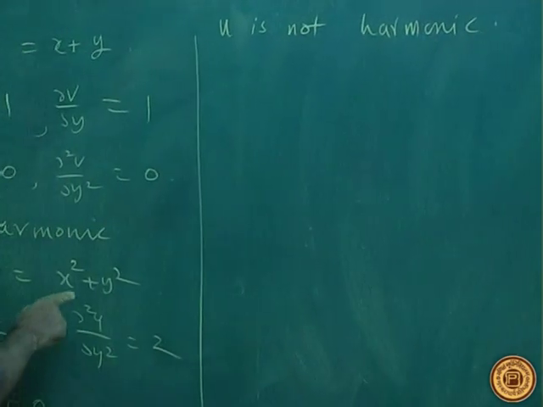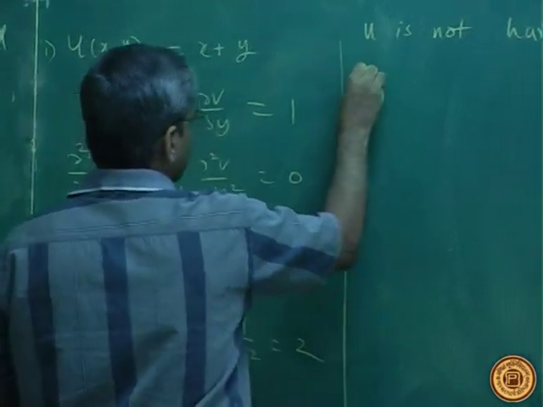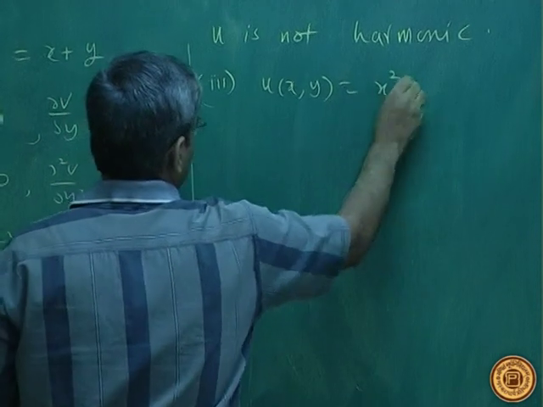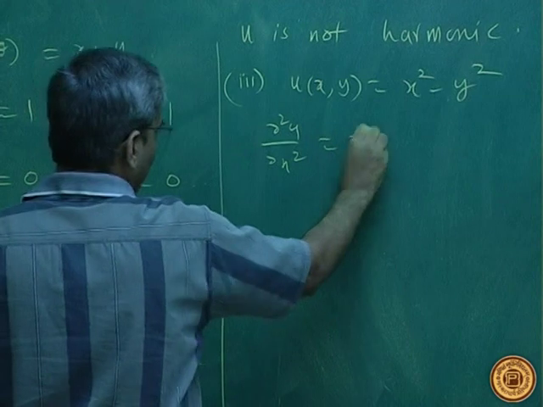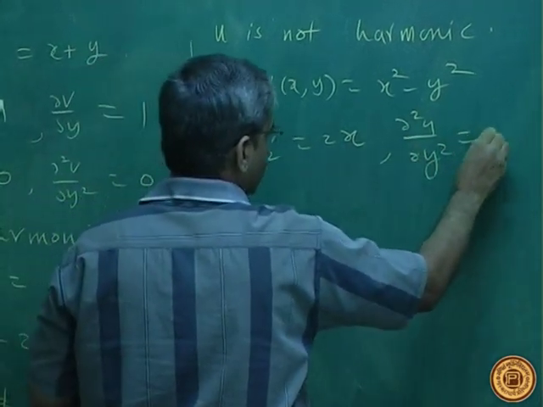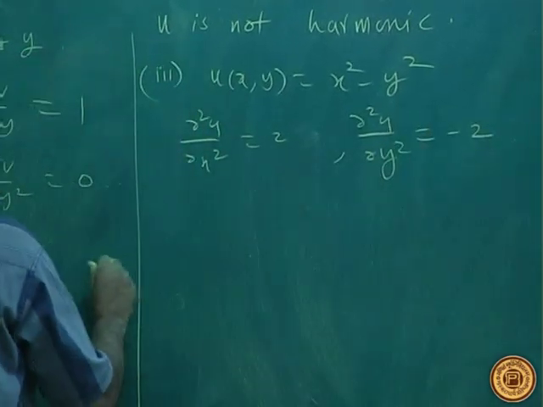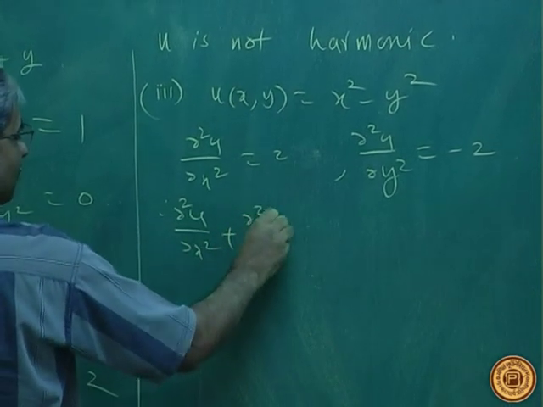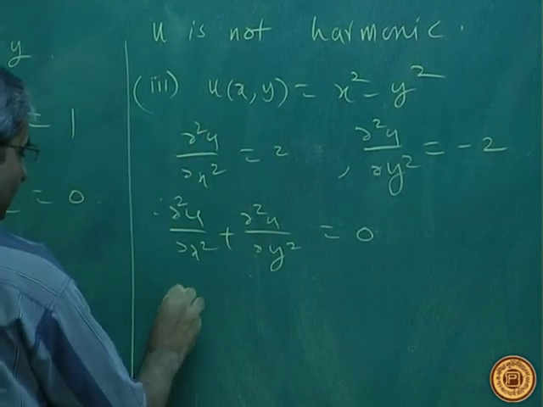But if I just make this y square, if I change to minus y square, so maybe third example is u(x,y) is x square minus y square. Then d2u by dx square is what? 2, and d2u by dy square is minus 2. Therefore, d2u by dx square plus d2u by dy square is 0. Therefore, this function is harmonic.